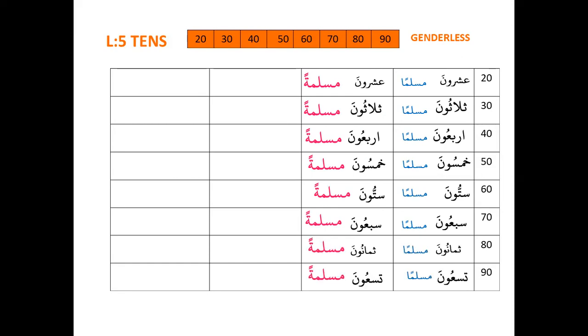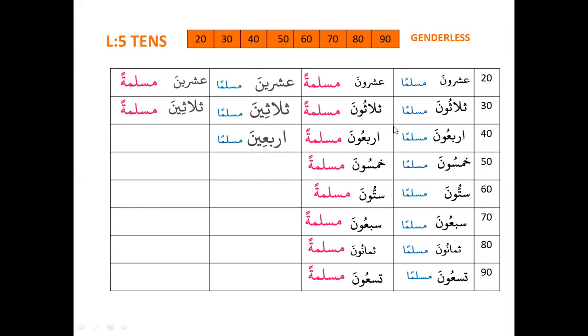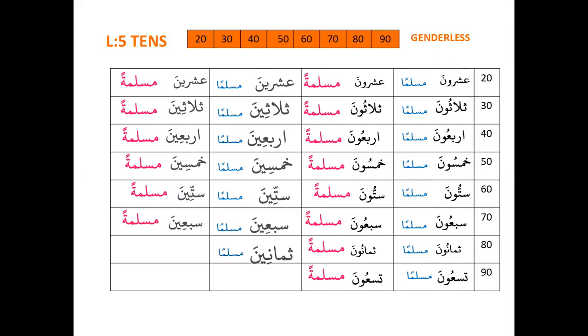The only variation there is that ishruna is rafa, and nasab and jar would be? Ishrina. Yes, that's the only variation. Depending on the role that number is playing in the sentence, if it's supposed to be nasab or jar, then you will just change it to this. So you see, the only variation you can make is thalathuna became thalathina, arba'una became arba'ina. The status. That's the only variation this one has. Otherwise, there is no match mismatch situation going on in 20, 30, 40.